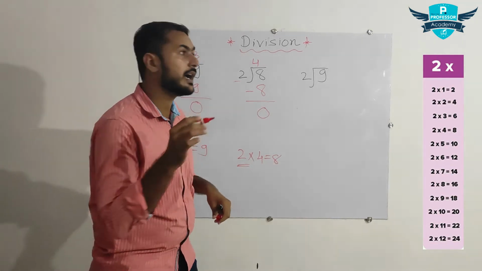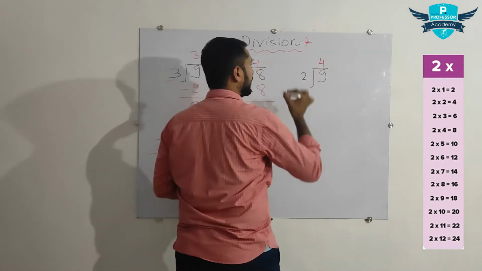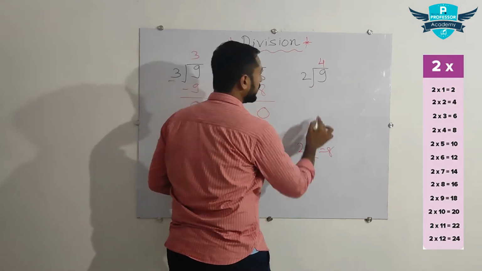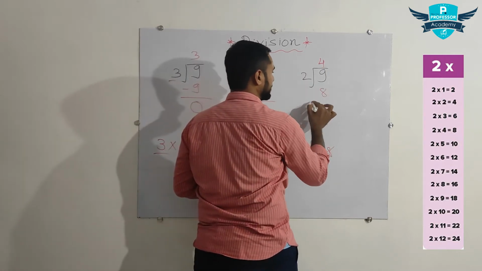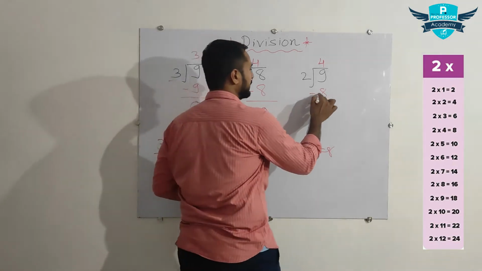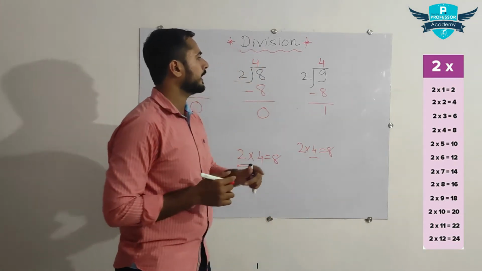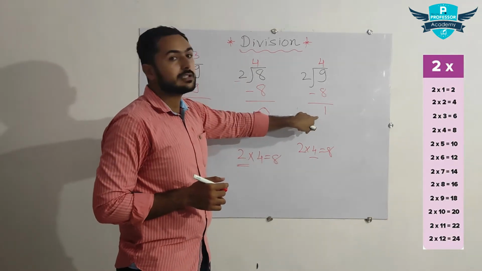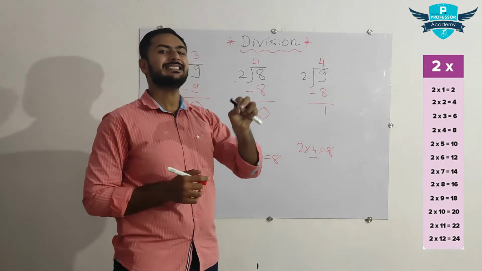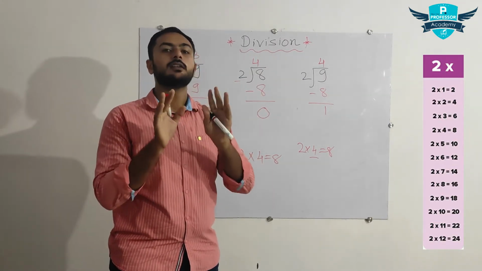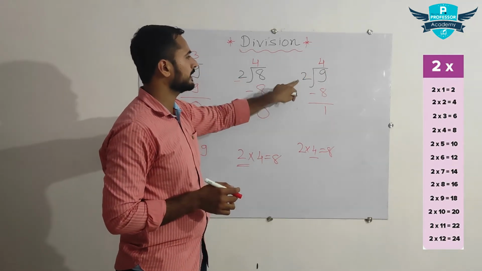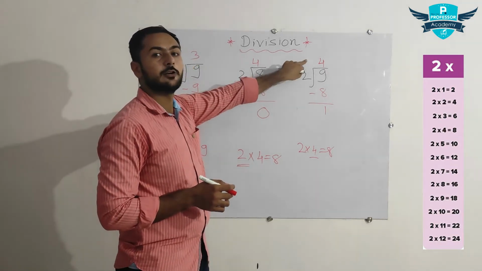It means 2 fours are 8. So 4 we will write here, and 8 here. Now 9 minus 8, that is 1. Now identify: whatever number you got here, is it smaller than the divisor? If it is smaller than the divisor, it means our solution is here. Yes, 1 is smaller than 2. It means our answer is 4.